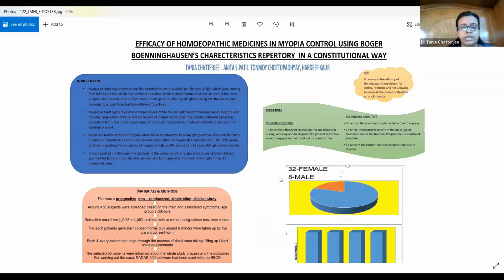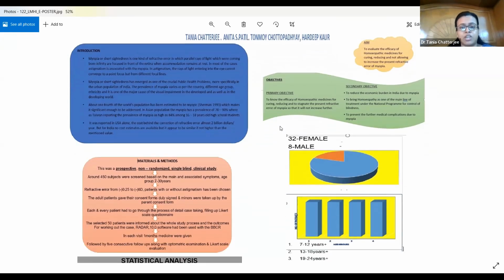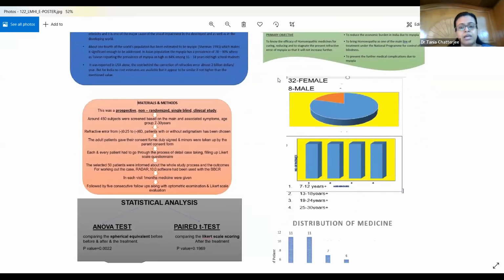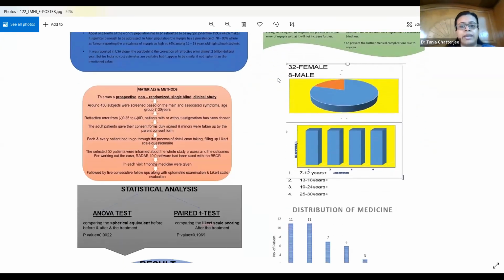In the whole study, out of 40 patients, 32 were female and 8 were male. We had enrolled 50 patients who met the inclusion criteria, but we took 40 patients because 10 dropped out. Out of these 40 patients, we divided the age group into 7 to 12 years, 13 to 18 years, 19 to 24 years, and 25 to 30 years.